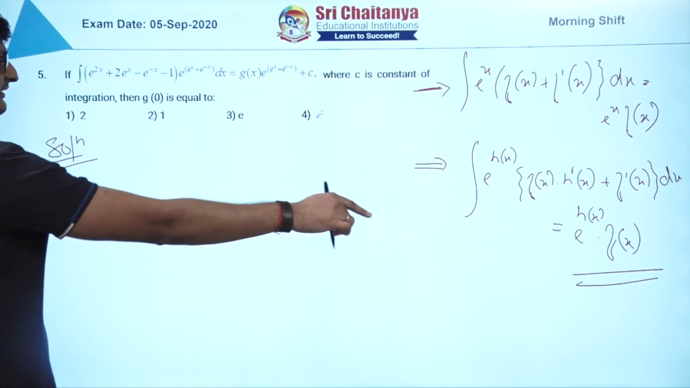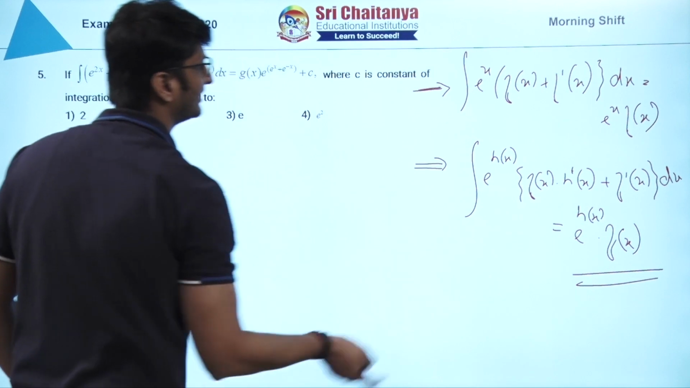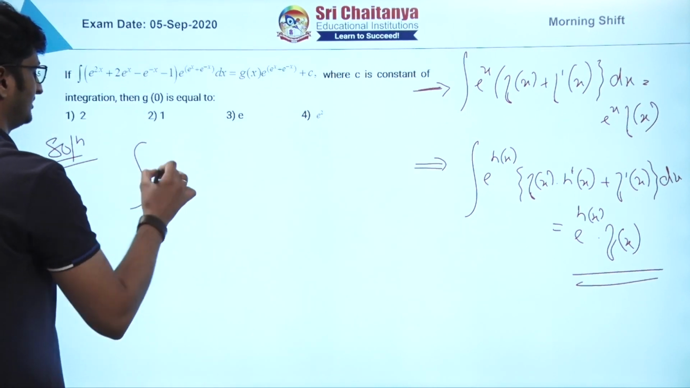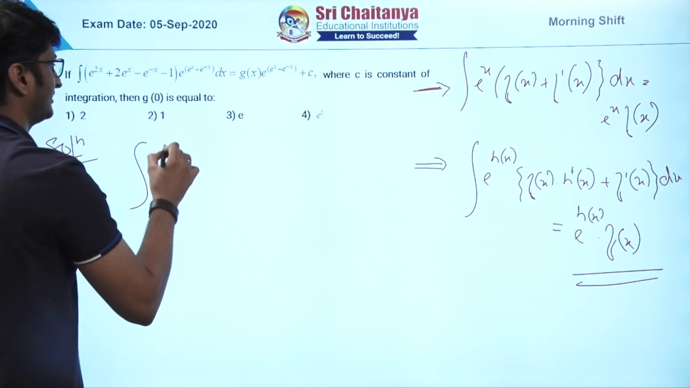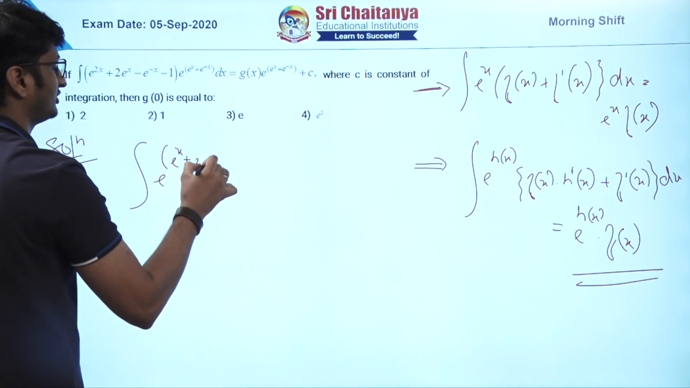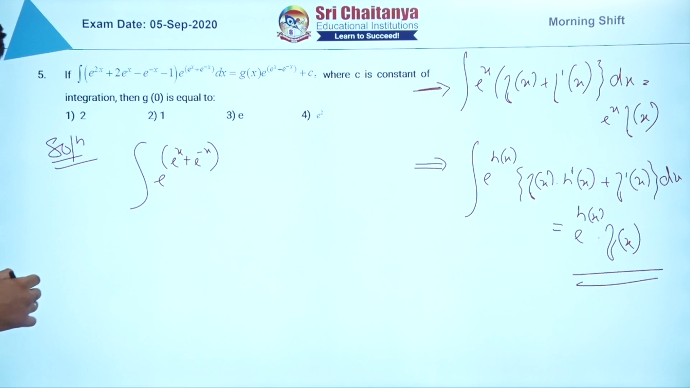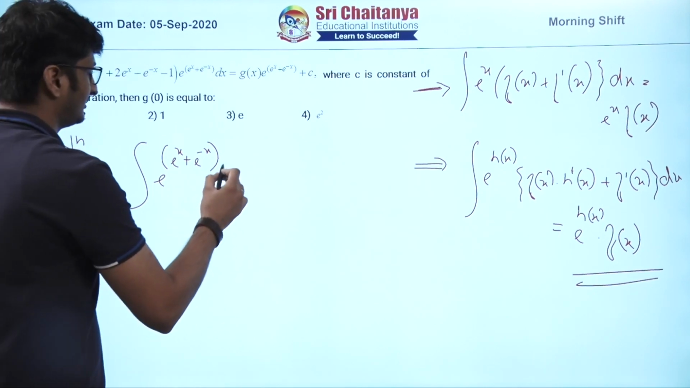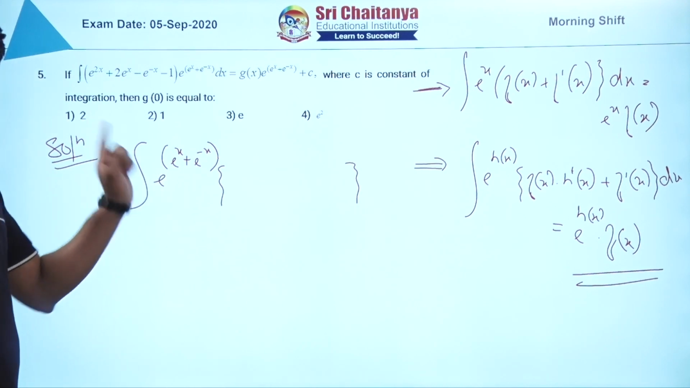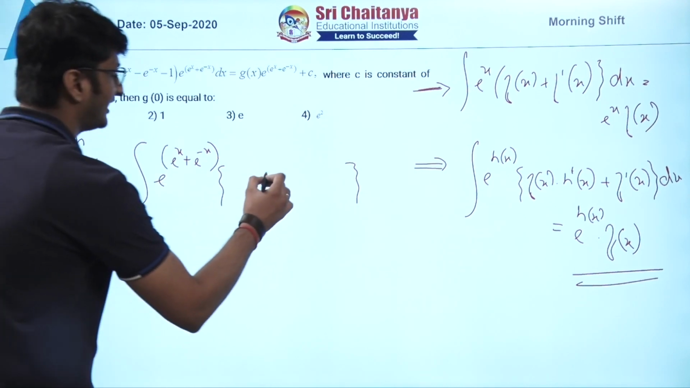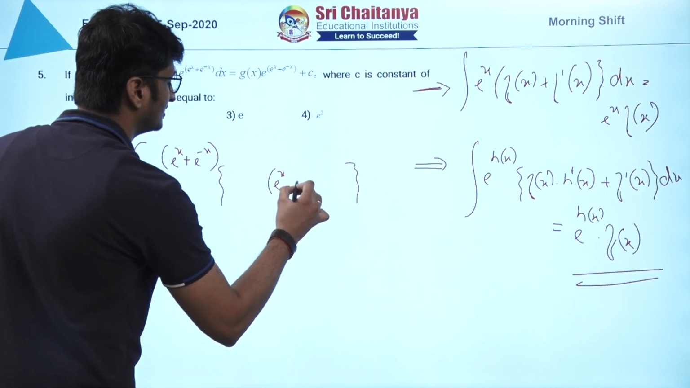See, whether we can transfer, whether we can apply this property or this result here. What is our h(x)? e to the power x plus e to the power minus x, correct? Okay, sir, what is inside the bracket? What is the differentiation of this part? Let me write down the differentiation first.